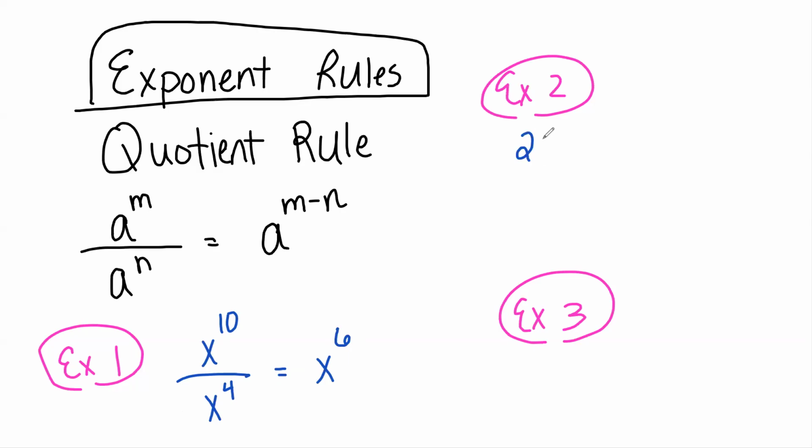All right, let's do 20c to the 7th over 2c squared. Go ahead and divide the numbers. So 20 divided by 2, that's 10. And subtract the exponents. 7 minus 2, that would be 5.